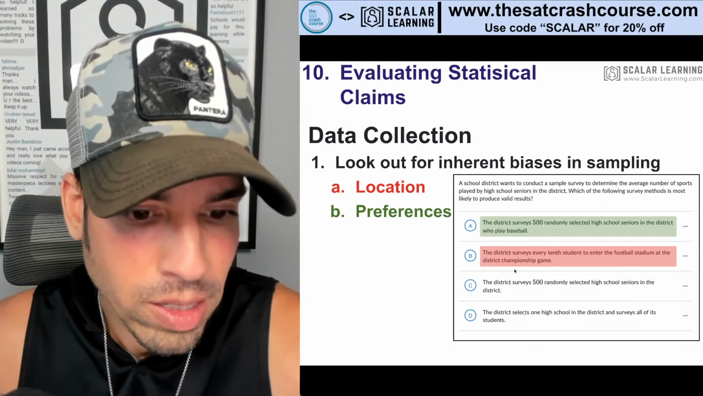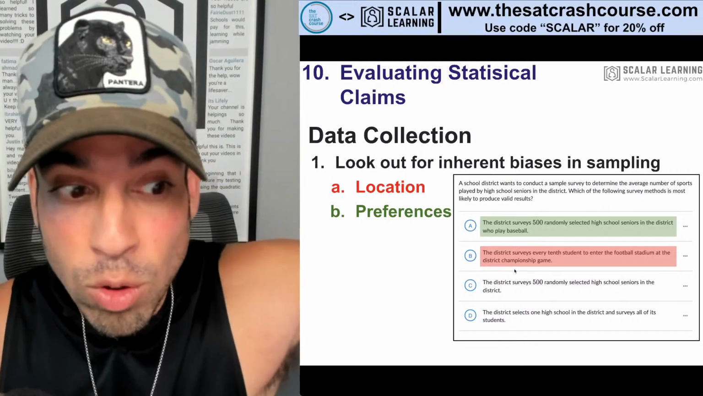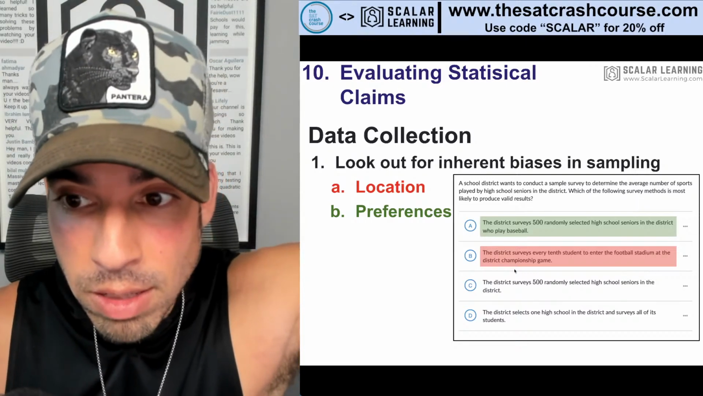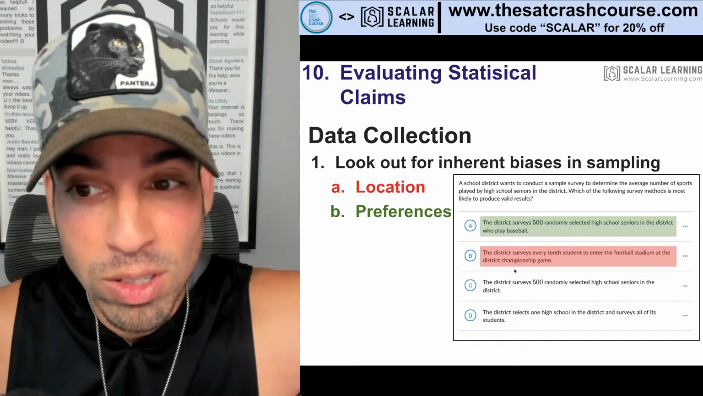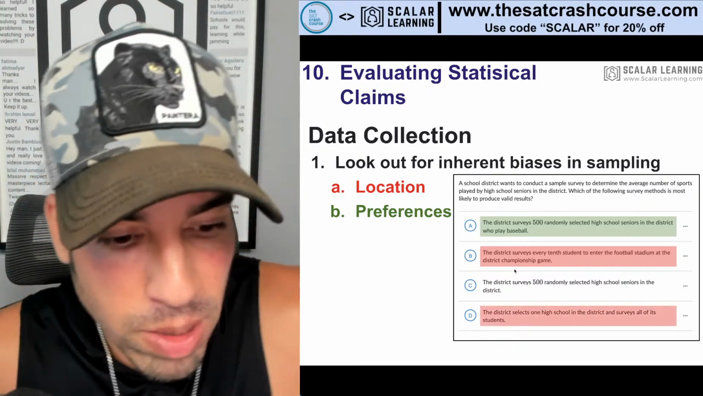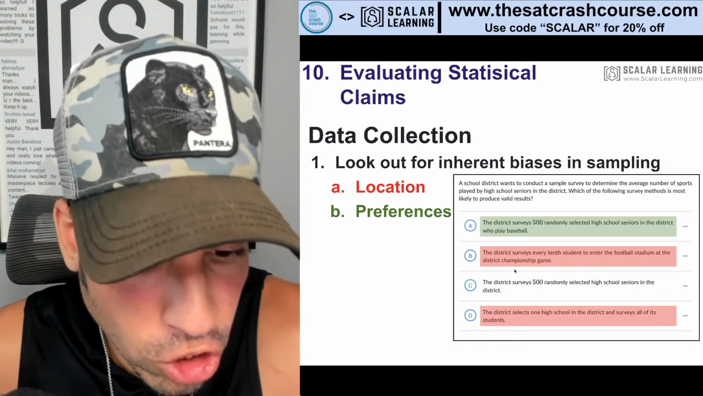The district surveys every 10th student to enter the football stadium. Problem, right? Because there's probably some inherent bias for people who like sports. One other example that is biased based on location.